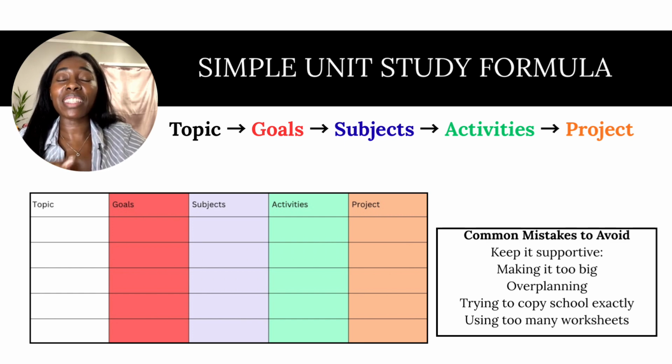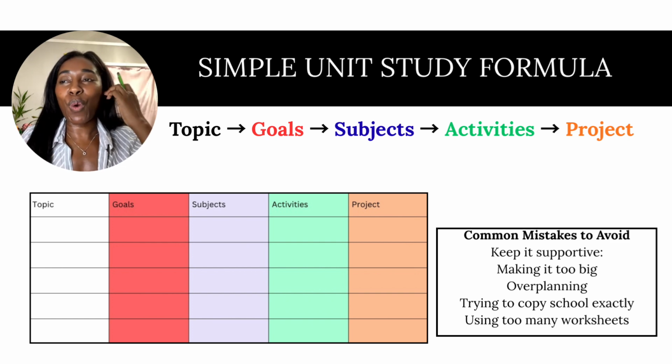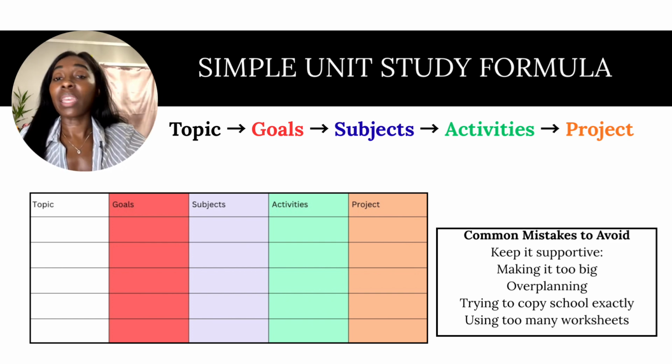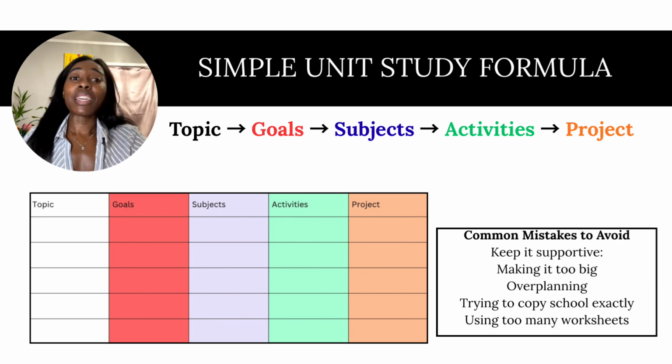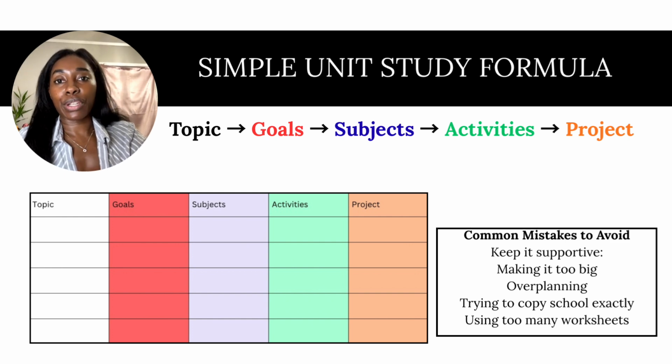Some common mistakes that you want to avoid is making sure that it's not too big. You don't want to overwhelm yourself. You don't need to overplan unless that's your thing. If you like backup plans for the backup plans, by all means, do that. You don't have to copy school exactly. If you're homeschooling, hopefully you're at the point where you realize that traditional school doesn't need to match your homeschool. And then try not to use too many worksheets. Unless you love worksheets. I really don't like worksheets. I love a workbook. But again, you're going to do what works best for your family.